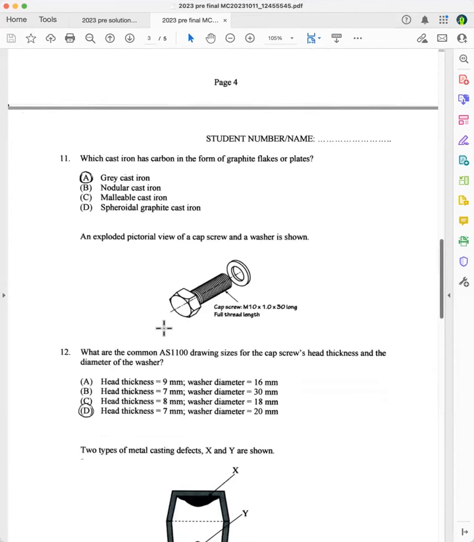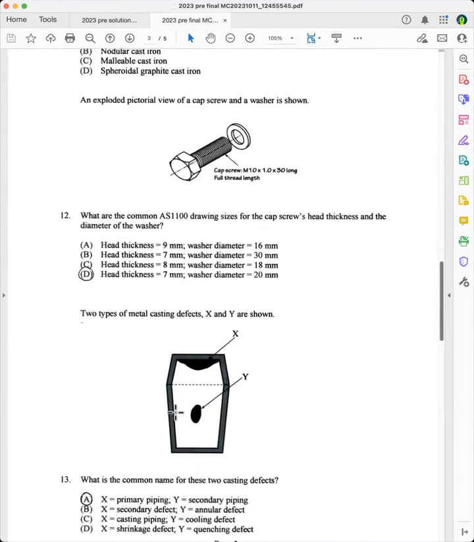What are the common AS 1100 drawing standards for the cap screw's head thickness and the diameter of the washer? You know, the head of a bolt or a cap screw is 0.7D, and the washer diameter is 2D. So the washer will be twice 10, which will be 20 millimeters, and the head will be 0.7 times 10, which is 7. So D is the correct answer there.